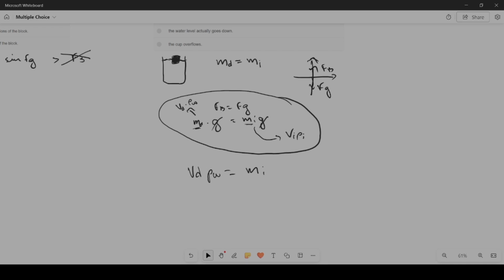And so the volume of displaced water equals the mass of the ice cube divided by the density of water. Now, this equation is true no matter what is the mass of the ice cube. But as it melts, the mass becomes smaller, but the ice cube will still be floating. So this has to be true.